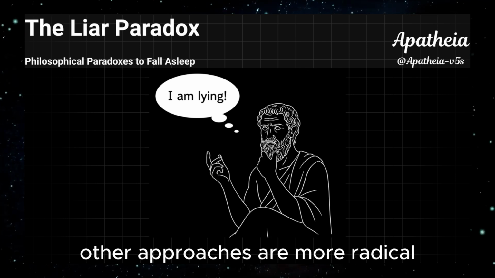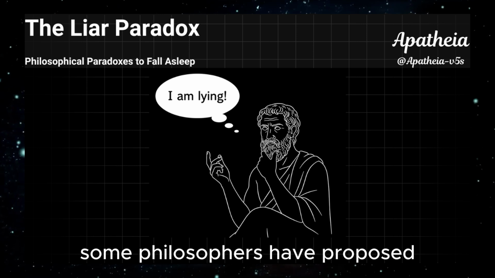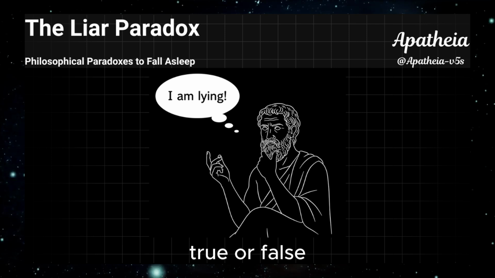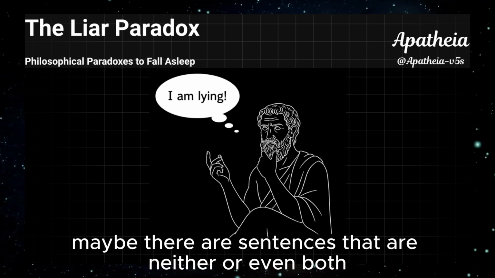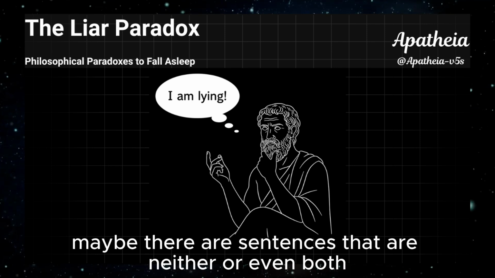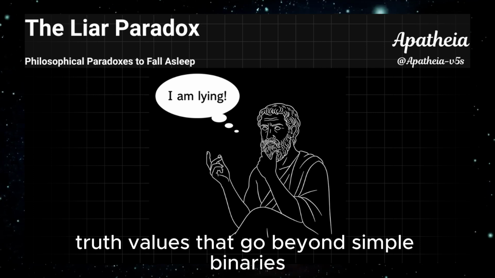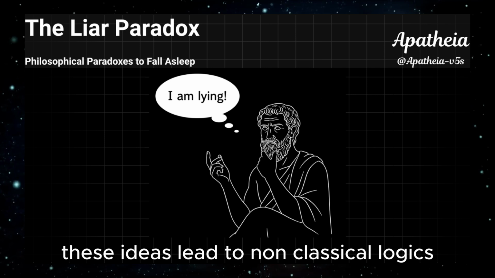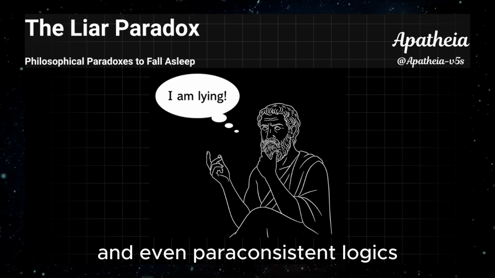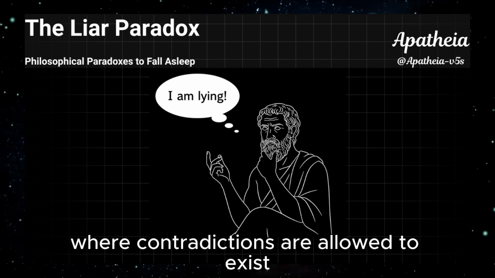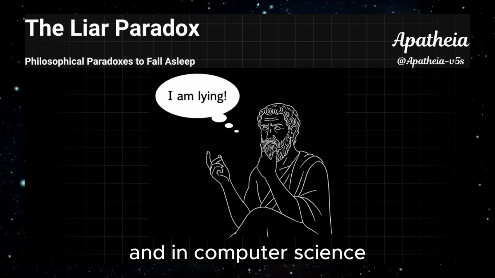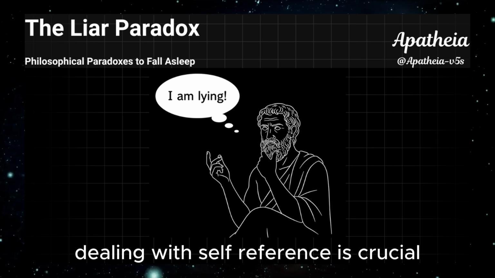Other approaches are more radical. Some philosophers have proposed rejecting the idea that every statement must be either true or false. Maybe there are sentences that are neither, or even both, truth values that go beyond simple binaries. These ideas lead to non-classical logics and even paraconsistent logics, where contradictions are allowed to exist without collapsing the whole system. And in computer science, dealing with self-reference is crucial.